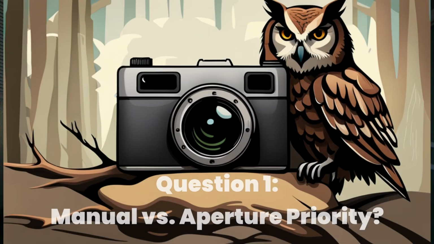So anyways, let's jump into the questions. These are all pertaining to wildlife photography for the most part. The first one I always get asked is, do you shoot manual or do you shoot aperture priority?